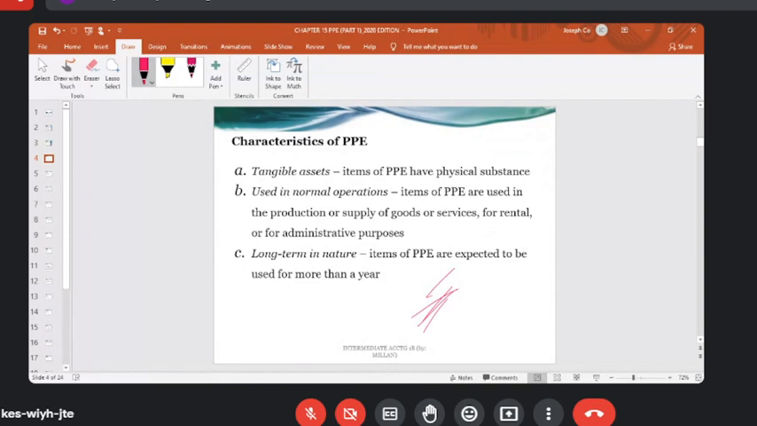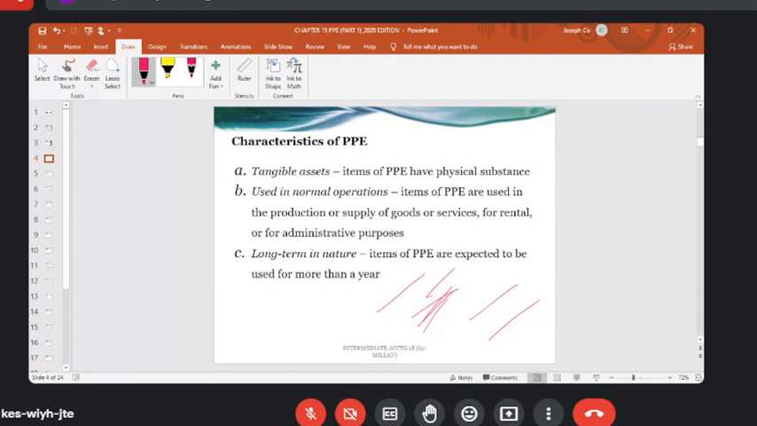Okay, these are the characteristics of property, plant, and equipment. Items of PPE have physical substance used in normal operation. Items of PPE are used in the production or supply of goods or services, for rental or administrative purposes, no?